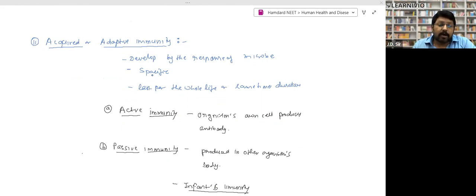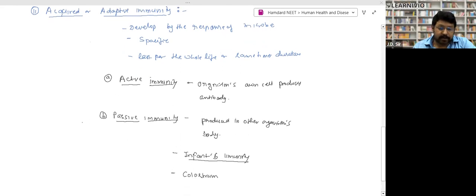Acquired or adaptive immunity is specific. It lasts for some time or the whole life. It may be for 1 month, 2 months, or 3 months, or it may be for 4 or 5 years, or it may be for a lifetime, right? Now, acquired immunity, the immunity which we get after infection, is of two types, right?